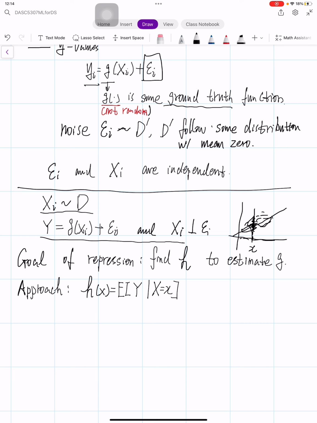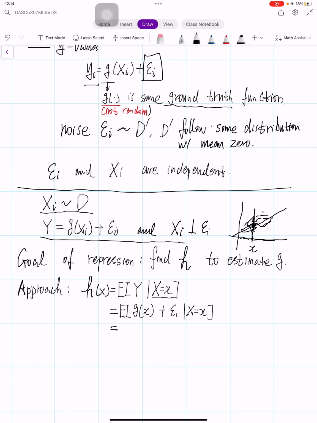But we know that y is again a function of the... I'll write down one more step here. It is g(xi), but it's given x, so fixed at the point x. So this x is also a fixed number now, plus epsilon i, given X equals x.